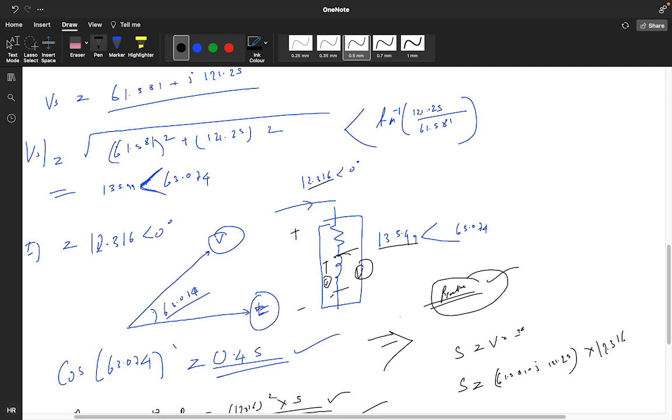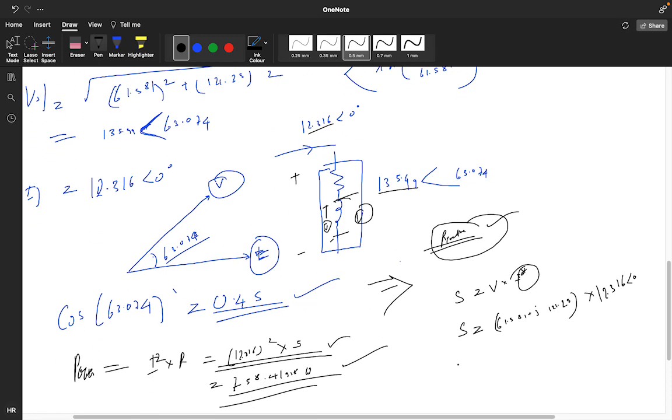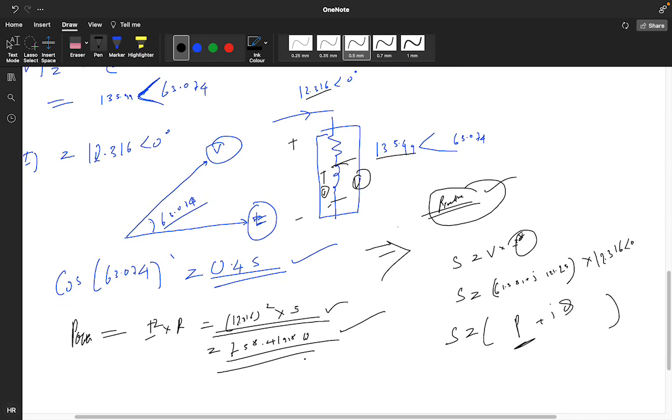12.316 at an angle of 0 degrees. The conjugate of 0 degrees will be 0 only. Multiply this and get the result. You will get it in the form of P plus jQ. So this P will be the same.